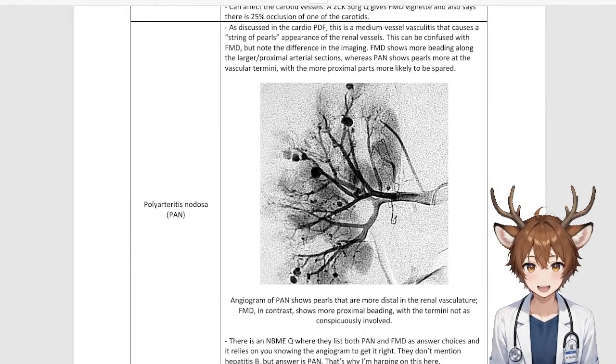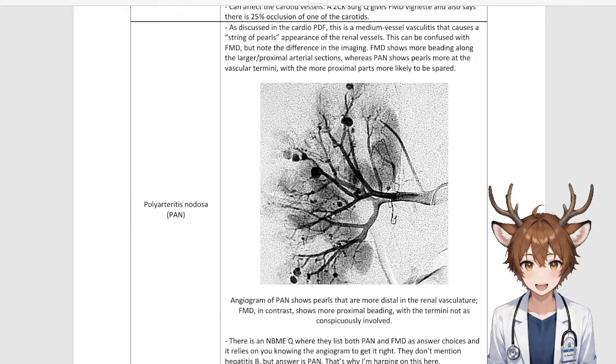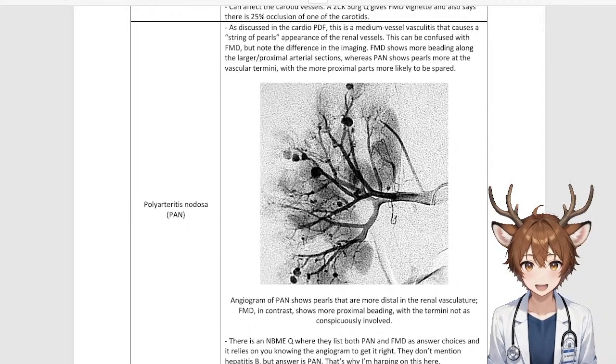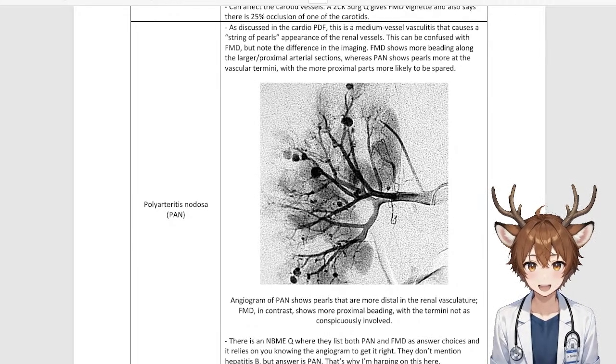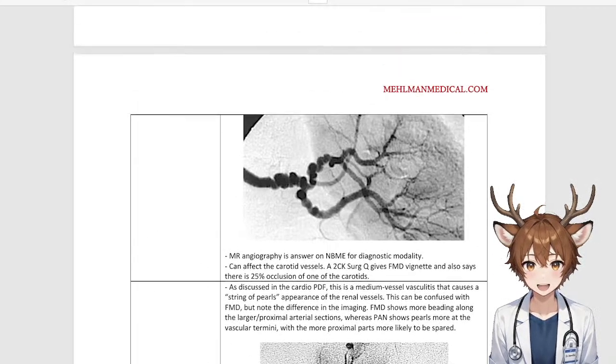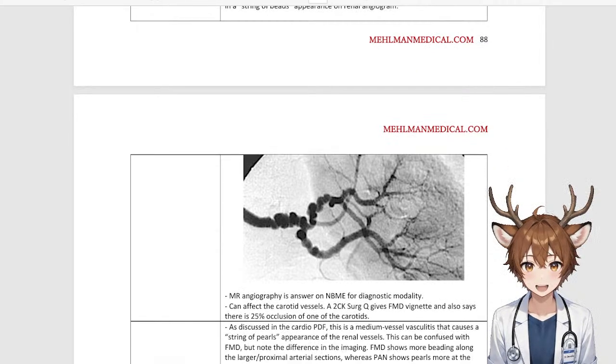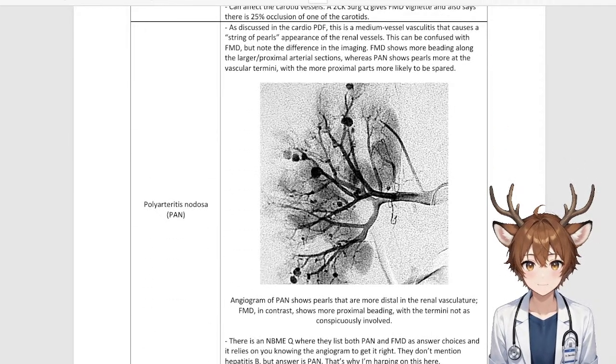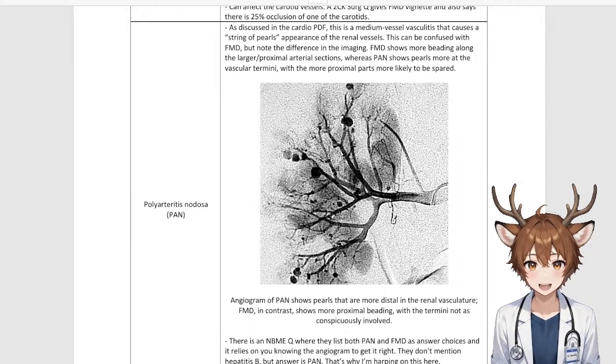Polyarteritis nodosa, or PAN, P-A-N. So polyarteritis nodosa is discussed in the cardio PDF. This is a medium vessel vasculitis that causes a string of pearls appearance in the renal vessels. This can be confused with FMD, which is fibromuscular dysplasia. Just want to make sure I'm saying exactly what it says. Okay. This can be confused with fibromuscular dysplasia, but know the difference in the imaging.